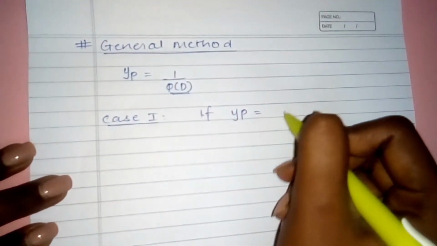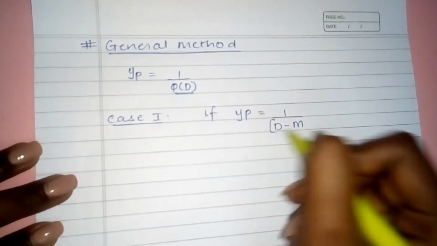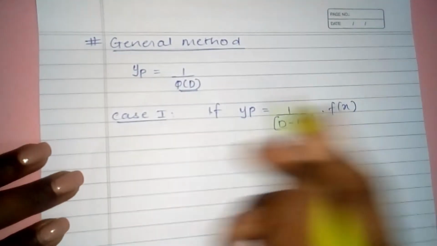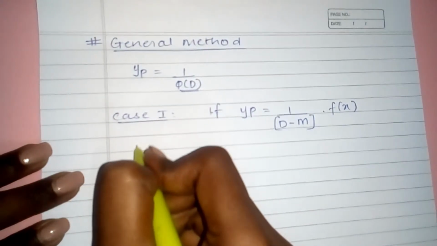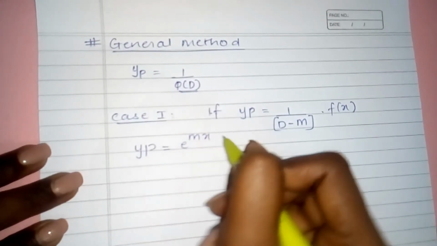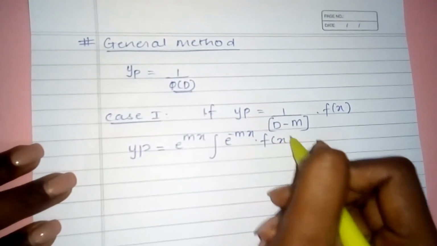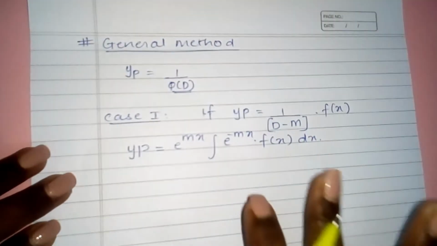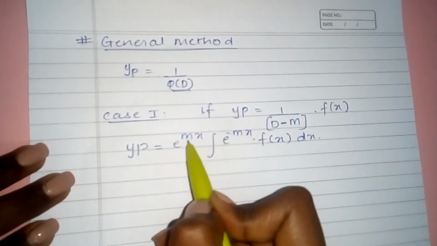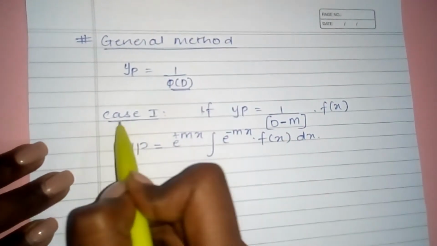The first case is if yp is equal to 1 upon d minus m into f of x. Then the formula is yp is equal to e raised to mx integration of e raised to minus mx into f of x dx. This means that if we have a minus, then we have the positive part outside and the negative part inside. This is the formula for case 1.